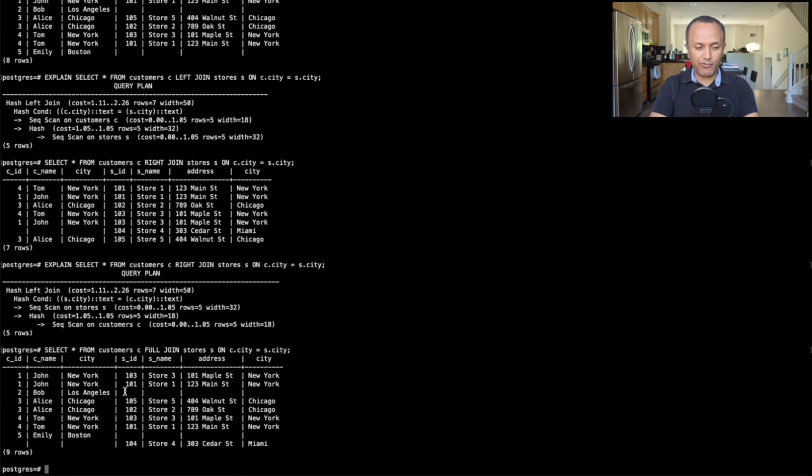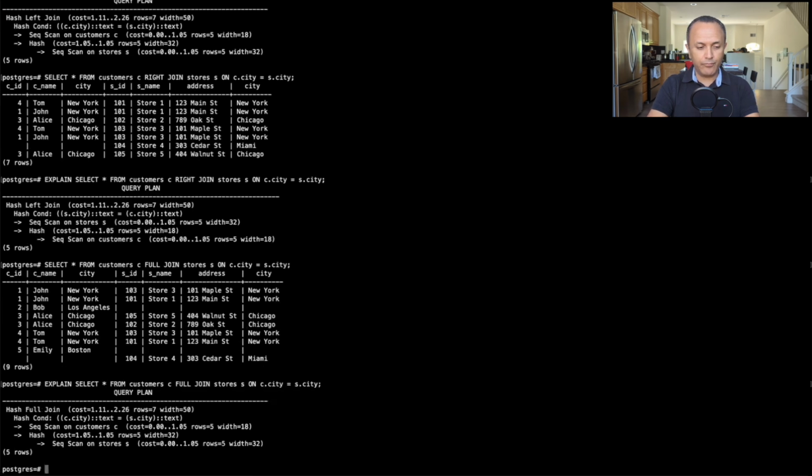Customers that do not have a matching store will have nulls in the rest of the row. Stores that do not have a matching customer will also have nulls in the rest of the row. And let's look at the plan. Here we have a hash full join. So again, it's a hash join, but for the full outer join type.